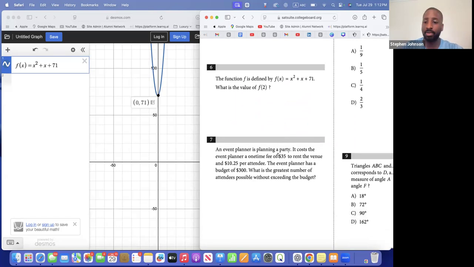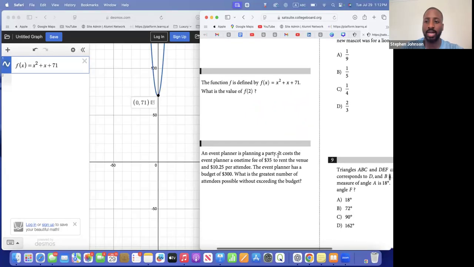Number 7, word problem. Completely skipping it. Not in our wheelhouse right now for getting that 650 and not wasting our time.